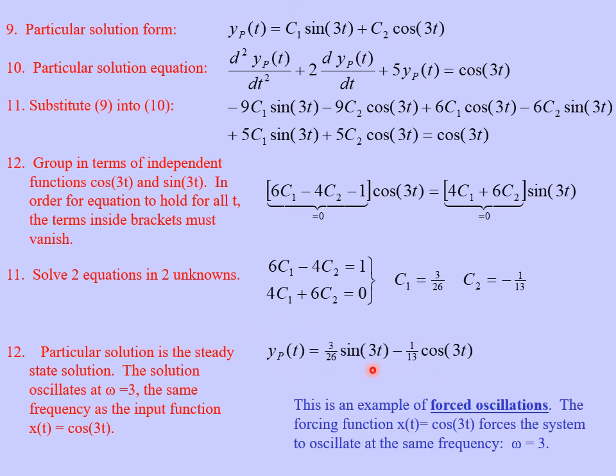This example, by the way, is an example of what's called forced oscillations. This can happen with a mass on a spring, or it can happen with an LCR circuit that's connected to, say, a signal generator that drives the circuit. So you can see that the frequency of oscillation of both the sine term and the cosine term is 3. And that's the same frequency that was given in the beginning of the problem as the input of this system. So that makes sense: the system is going to oscillate at the same frequency that it was driven at.